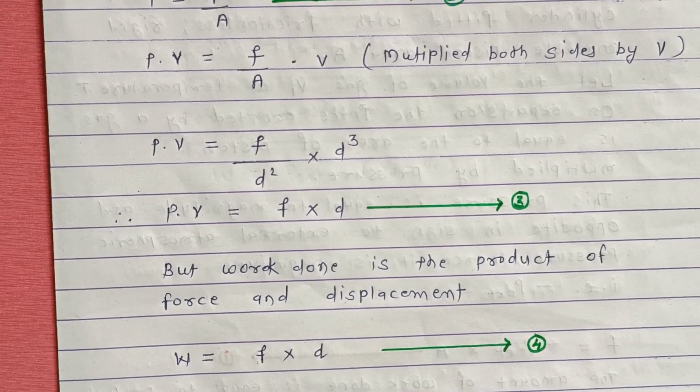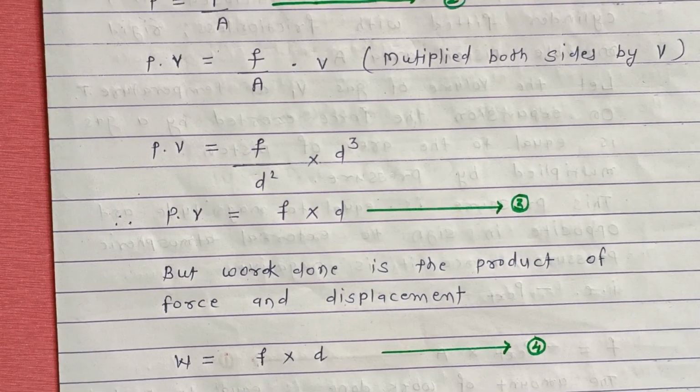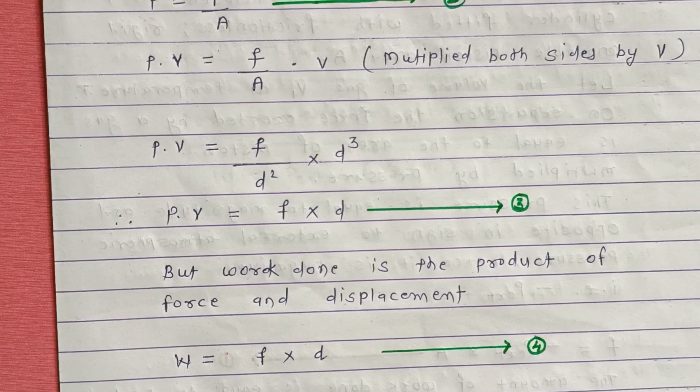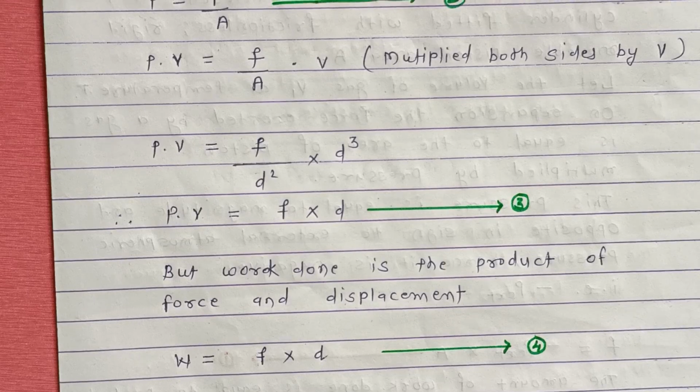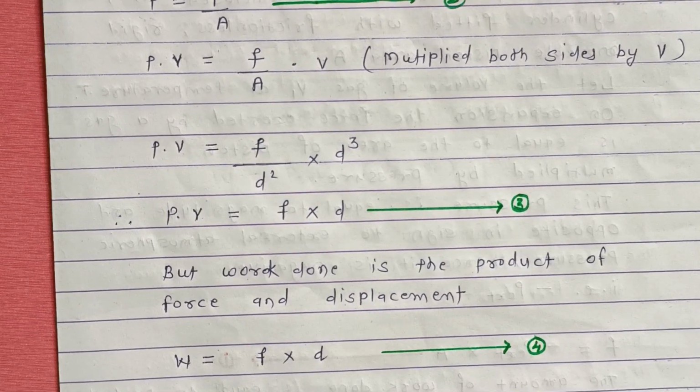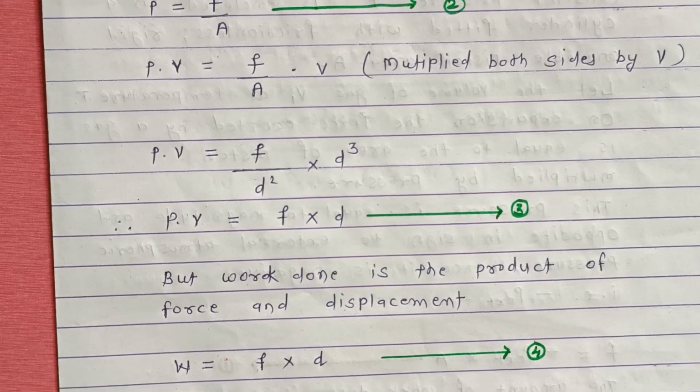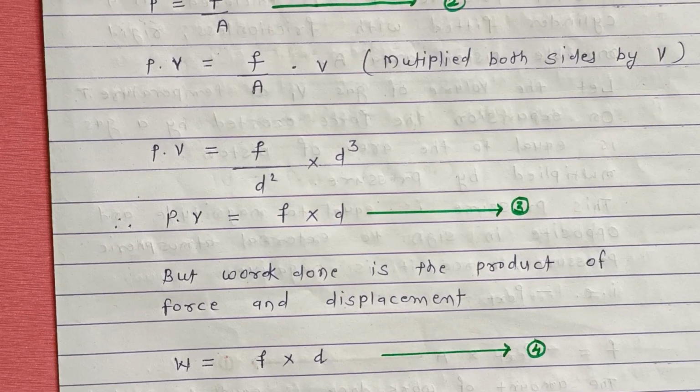So it says that pressure multiplied by volume is equal to the work done. We were interested in the derivation showing that pressure times volume is equal to the work. So pressure times volume is equal to the work.